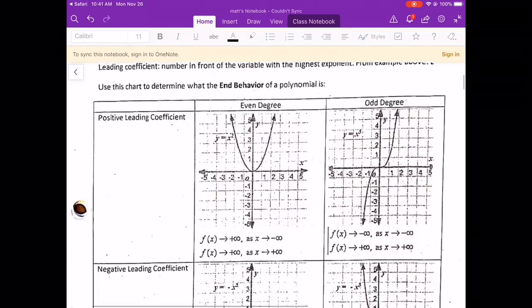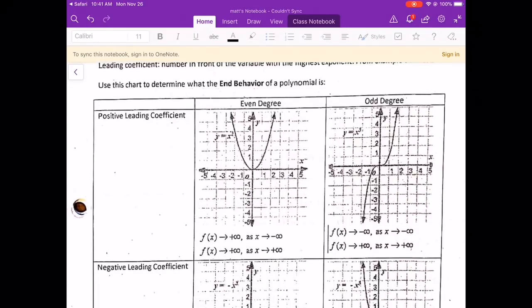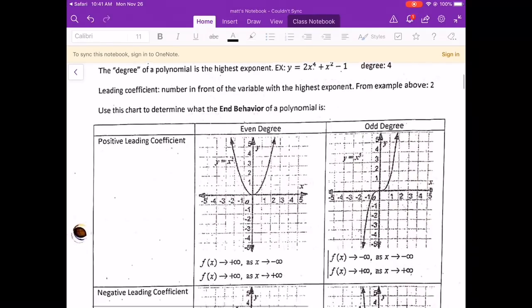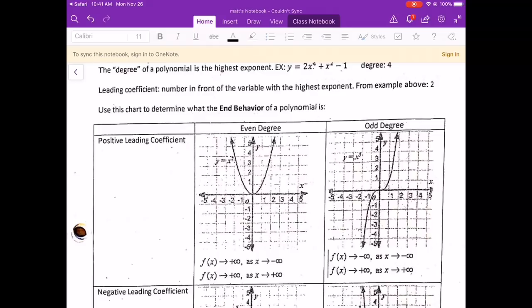So if you take a look at the first row of the chart that we gave you, the positive leading coefficient, that means the number out front of the highest variable is positive, then my even degree functions are going to be some version of this where both arms are pointing up. And my odd degree functions are going to be some version of this where both arms are going in opposite directions. So regardless of which direction I'm looking, the left side, the negative infinity side, or the right side, the positive infinity side, for my even degrees both arms will be pointing up. So the graph will be trending toward positive infinity.